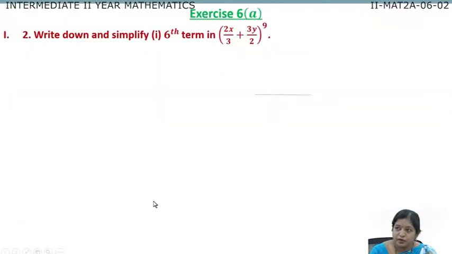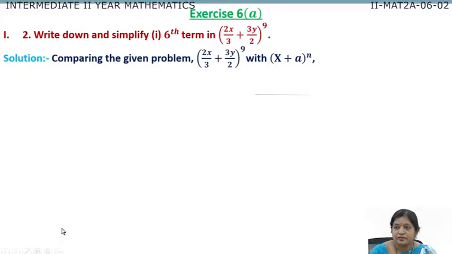So we will do one more problem from exercise 6A. Write down and simplify the sixth term in (2x/3 + 3y/2) to the power of 9. So the given problem is (2x/3 + 3y/2) to the power of 9. Comparing this with (x + a) to the power n, we will get the x value as 2x/3, the a value is 3y/2, and the n value is 9.